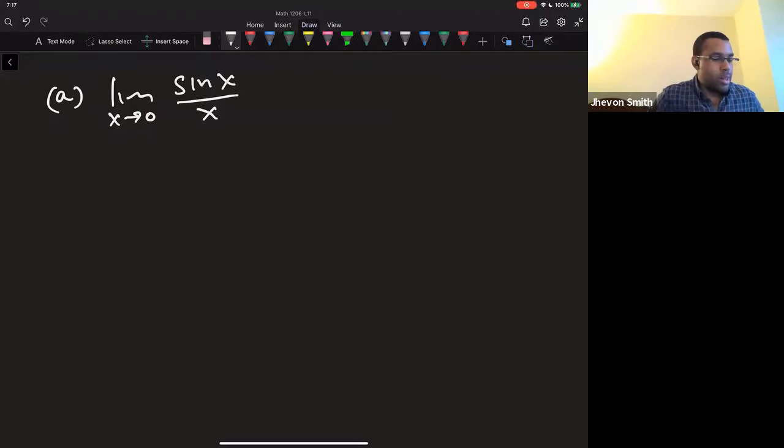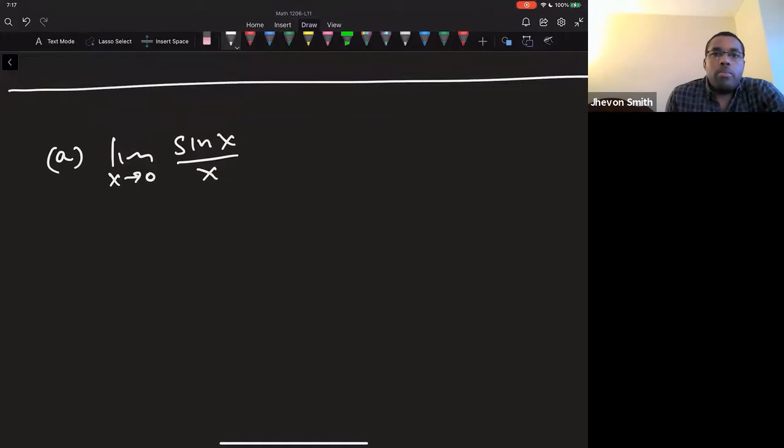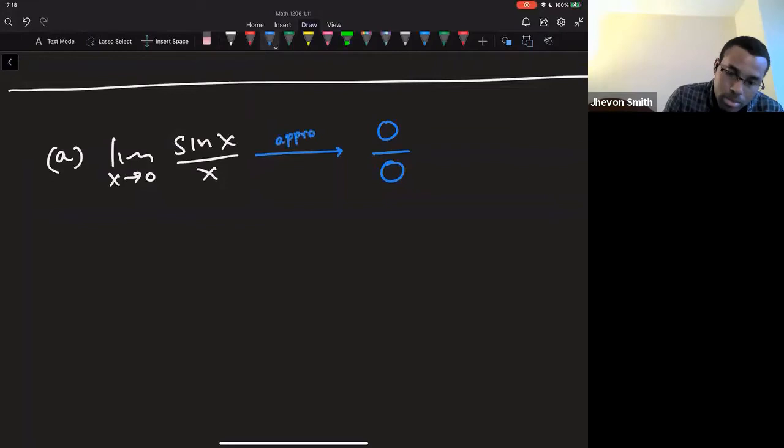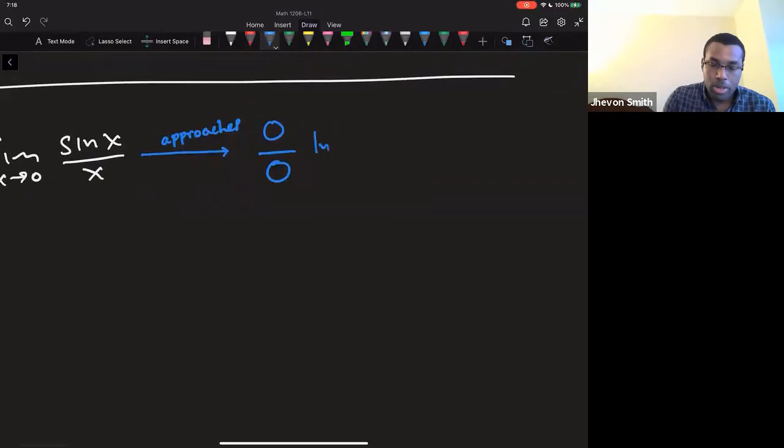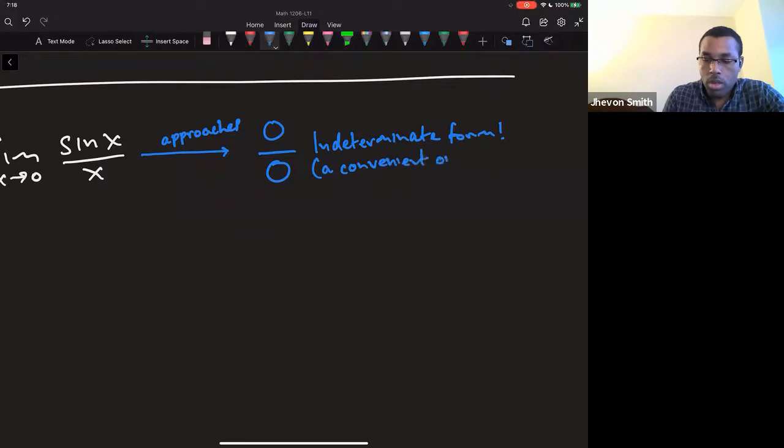So what you'll notice here is that as x approaches zero, what happens to the sine of x? It approaches zero, right? Because sine of zero is zero. And as x approaches zero, what happens to the denominator? Well, it approaches zero. So this is zero over zero. Now this is an indeterminate form, and lucky for us, a convenient one.